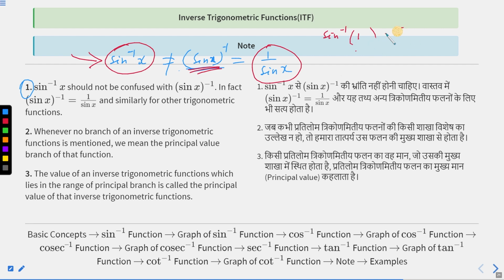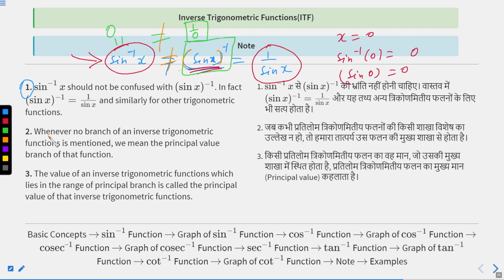So for example, if x is 0, then sine inverse 0 will be what? 0. Sine 0 will be what? 0. Okay, but the first is equal to 0 and this will be equal to 1 by 0, which is not defined. Okay, so from this we can say that sine inverse x is in general not equal to sine x whole inverse.